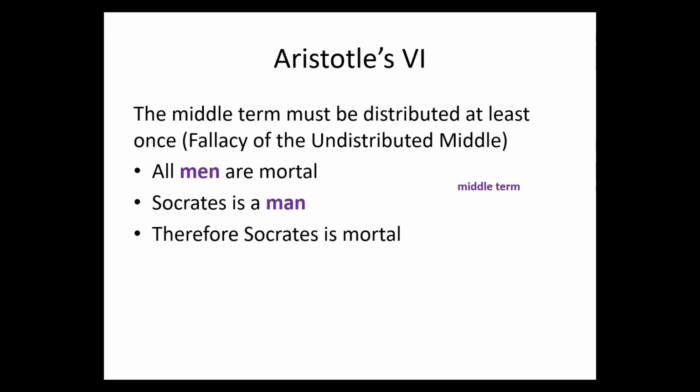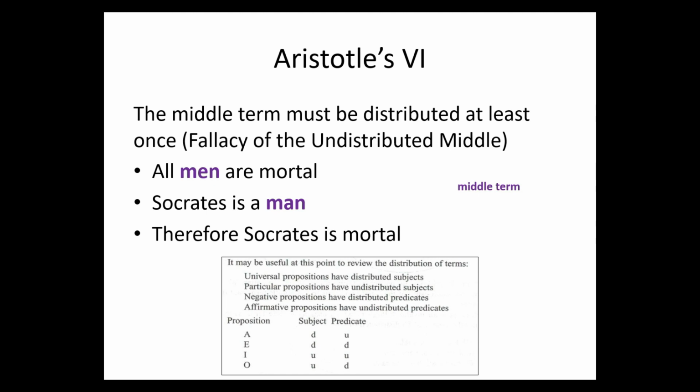Distribution refers to whether the term makes a claim about all of something. For example, all men are mortal. That's a distributed term. Another example would be no fish are birds. You're saying something about all fish, that none of them are birds. So the term fish is distributed because you're claiming to know something about all of that thing. We'll go through each type of proposition here.